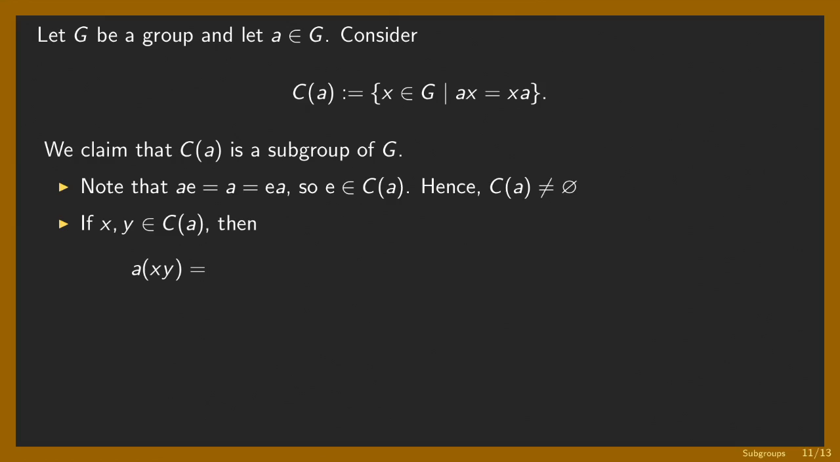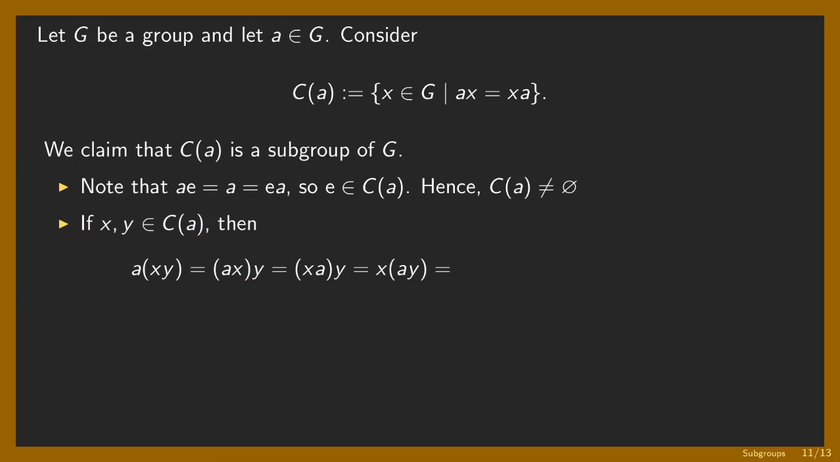Next, I need to show closure. If I take two elements, X and Y, in this set, or if X and Y commute with A, that's how we read it better. If X and Y commute with A, I need to show that XY will commute with A as well. So, I will multiply A with the product XY. Use associative property. Now, because X commutes with A, AX can be replaced by XA.